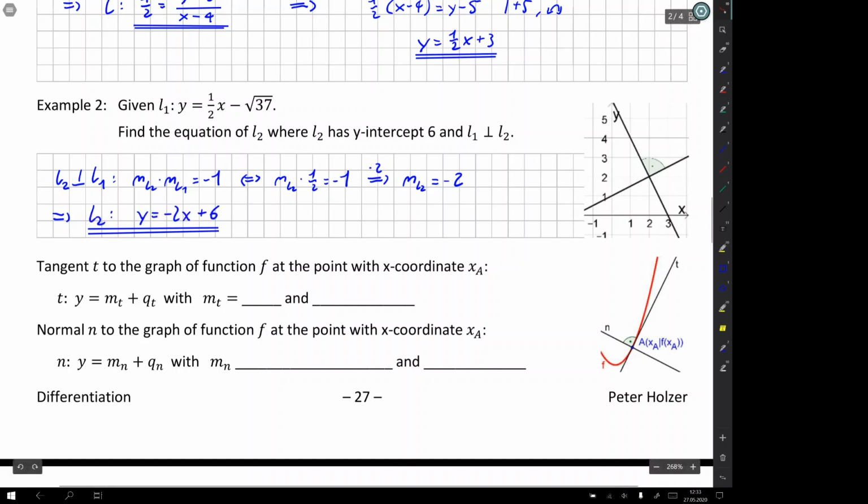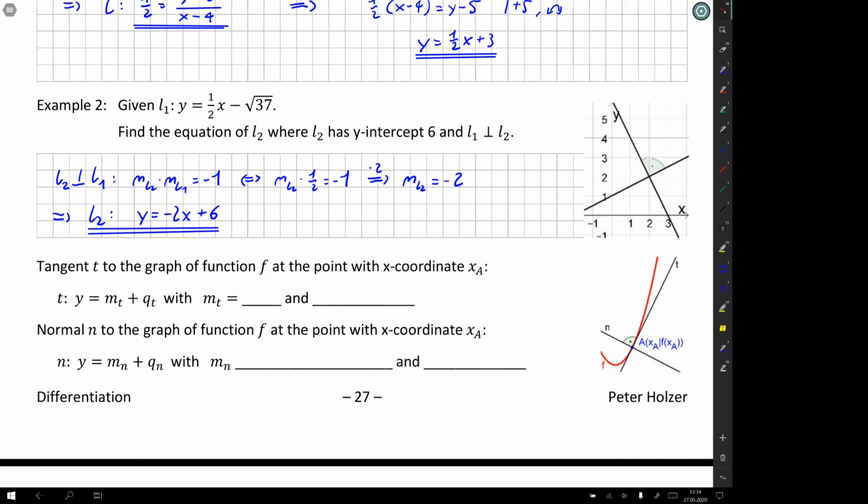Note that the y-intercept of line 1 is absolutely irrelevant, because the only information we get from line 1 is that it is perpendicular to line 2, so it does not matter where it is located, whether it is here or here or here.